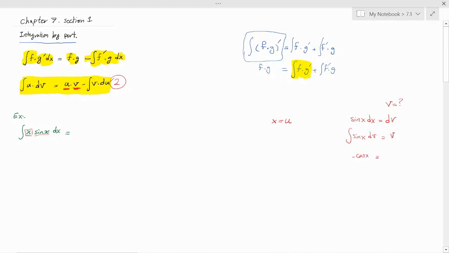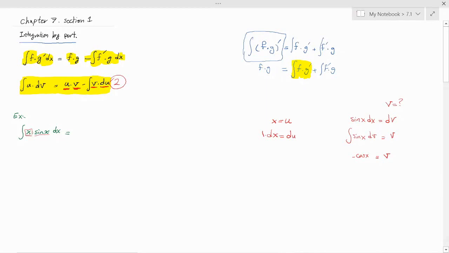And on the other side, what we have is simply v. The derivative of cosine would have been negative sine, so the integral of sine would be negative cosine. This is our v. And then we found v, so we know these. What we need to figure out now is what is du. So u is given. What would be du? Du would be the derivative of x, simply dx. 1 dx if you want.